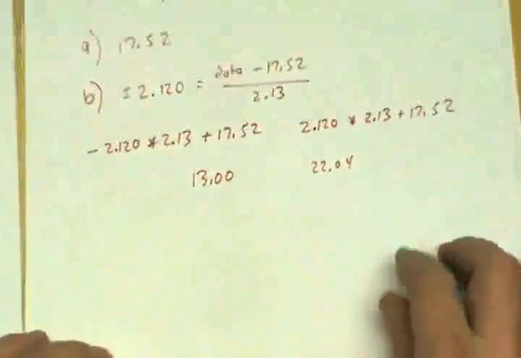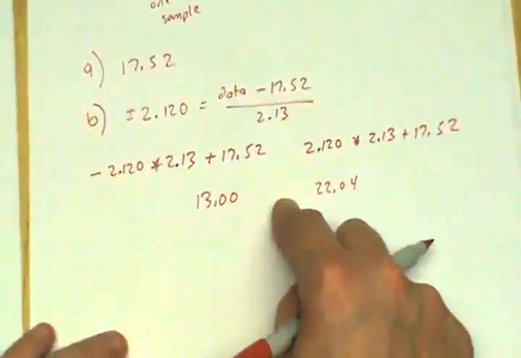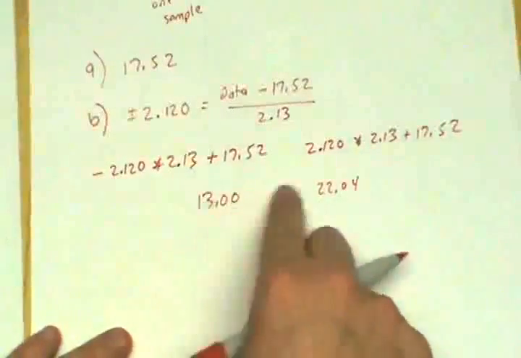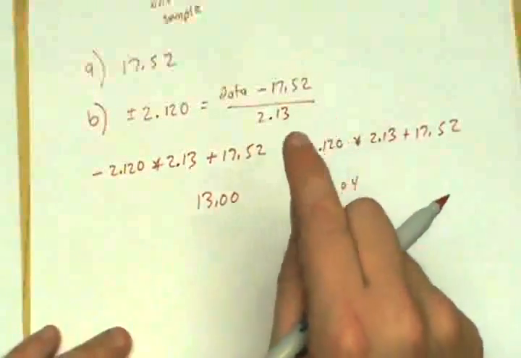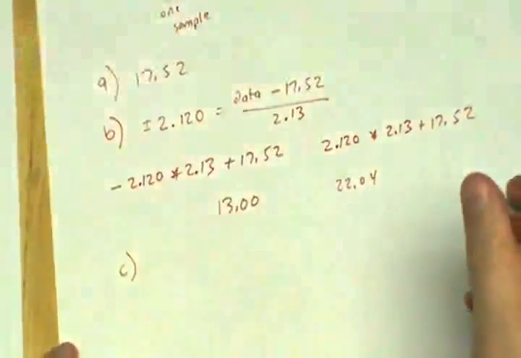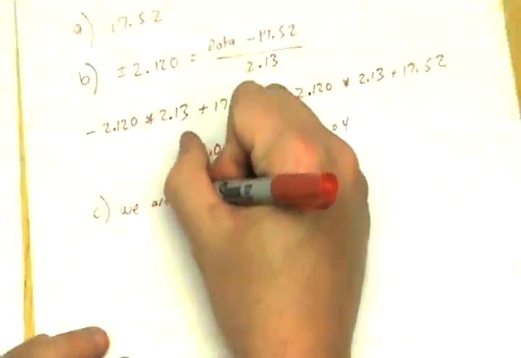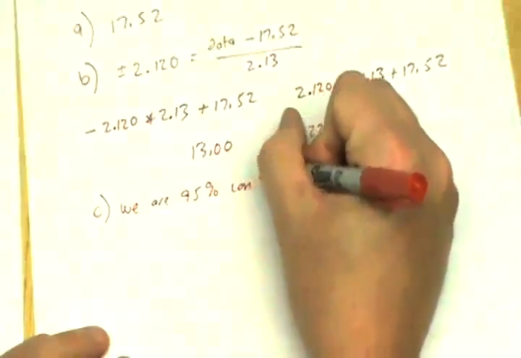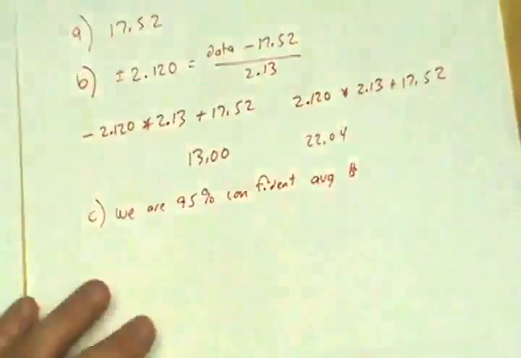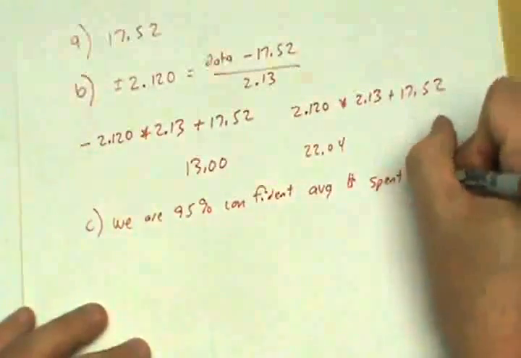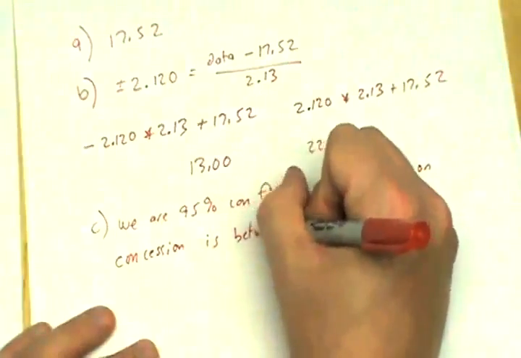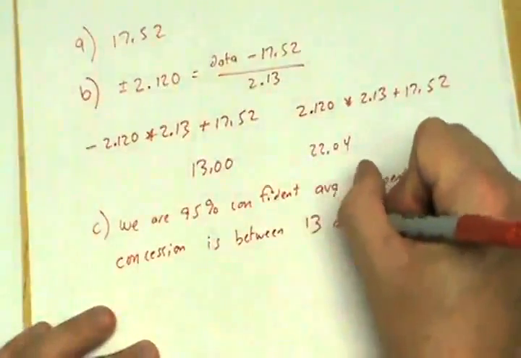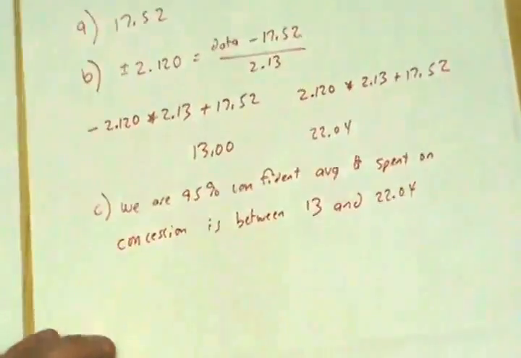And that's our interval that surrounds the average, and we're 95% confident that the average of all people is going to be within that range. Now remember, we're not saying 95% of people spend between this much. We're saying the average is within there. Part C says, similar to the last question, explain your answer. So we say we are 95% confident the average amount of money spent on concession is between 13 and 22.04. So the average is somewhere in that range.